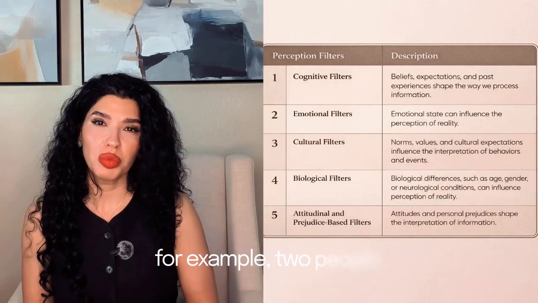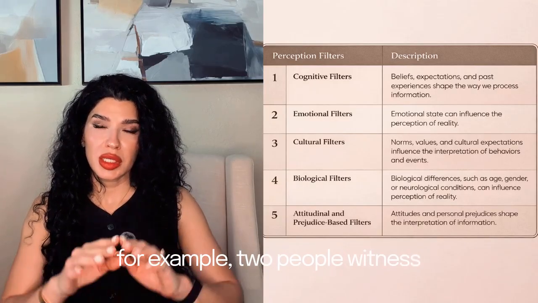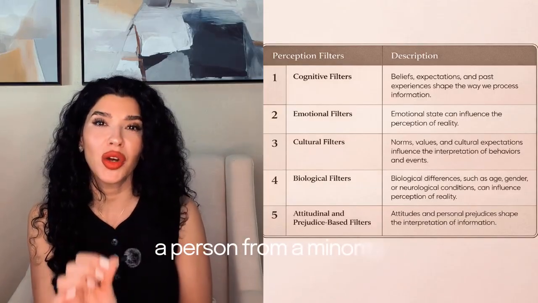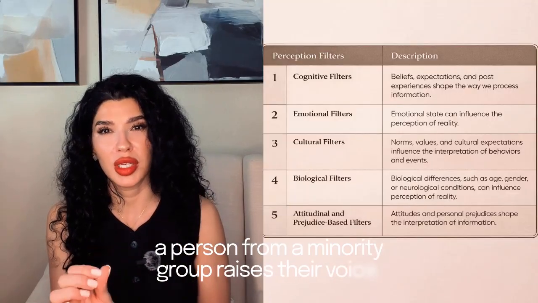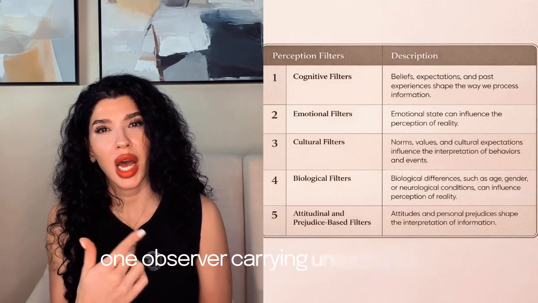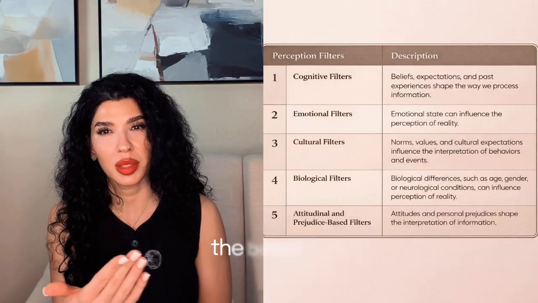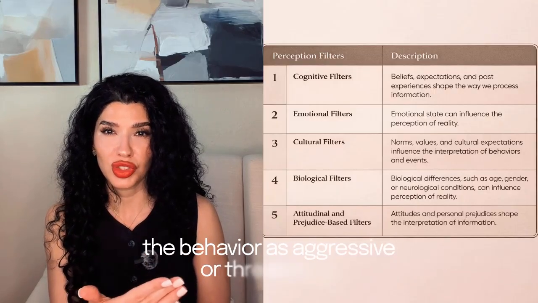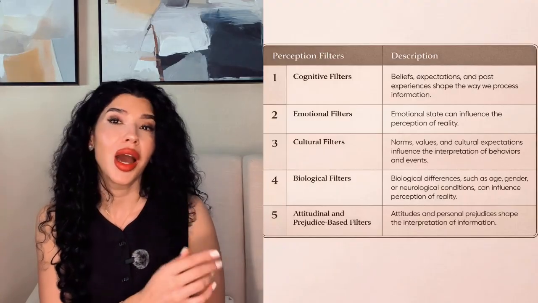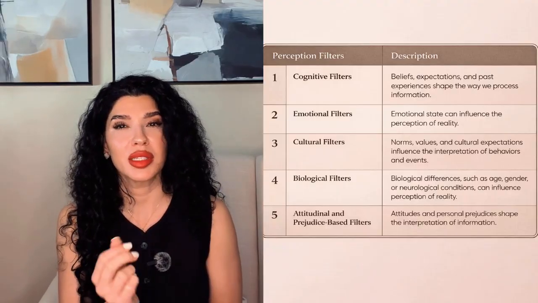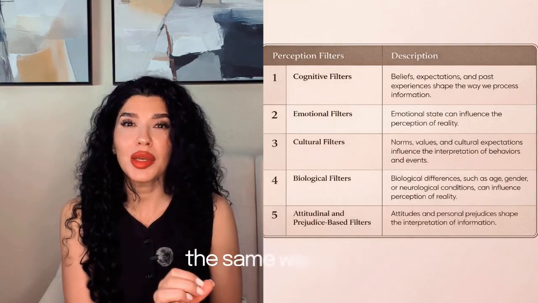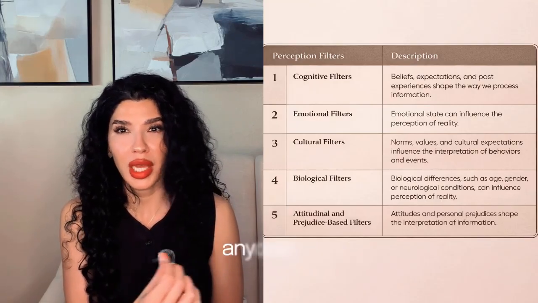For example, two people witness the same situation. A person from a minority group raises their voice. One observer, carrying unconscious prejudice, interprets the behavior as aggressive or threatening, thinking, "Yeah, of course, this is how they are." Another observer interprets the same behavior as frustration or stress, the same way they would think for anyone else.